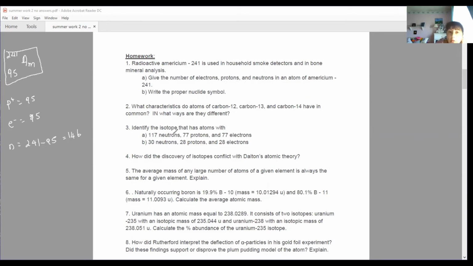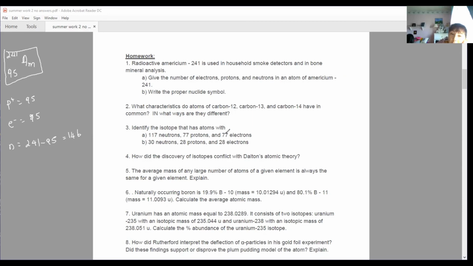Number 2, what characteristics do atoms of carbon 12 and carbon 13 and 14 have in common, and in what ways are they different? So they are all carbons, so this means that every carbon contains 6 protons, but the number of neutrons in this case is 6, this is 7, this is 8.